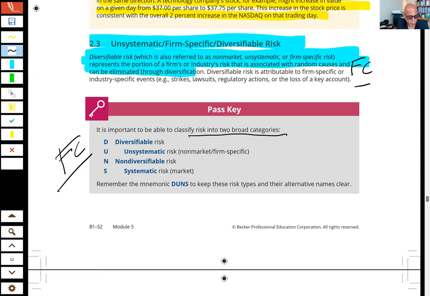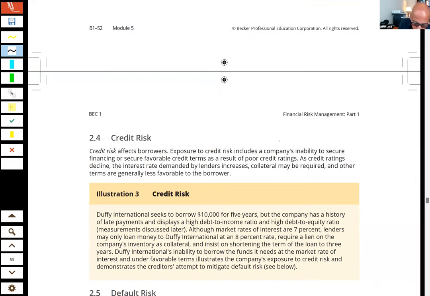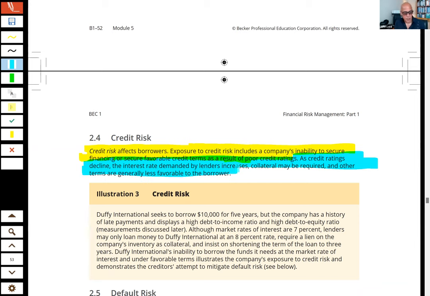They give us a mnemonic there, which I guess is pretty decent. Credit risk is the risk that borrowers will not be able to pay us back. Exposure to credit risk includes a company's inability to secure financing or secure favorable credit terms as a result of a poor credit rating. And I think we have probably all experienced this in our personal lives: as credit ratings decline, the interest rate demanded by lenders rises, or they start asking for collateral, that kind of thing.